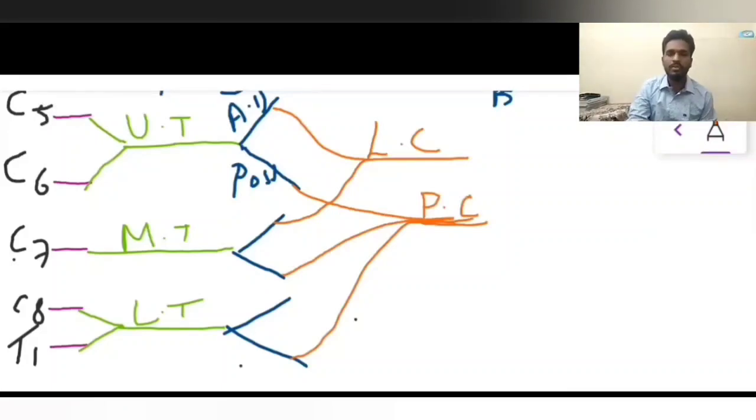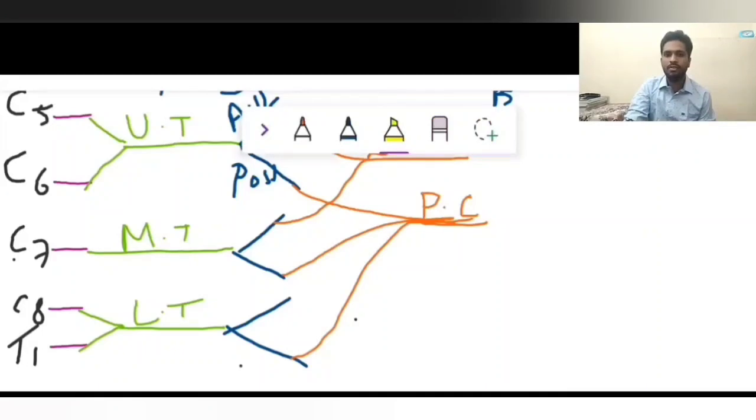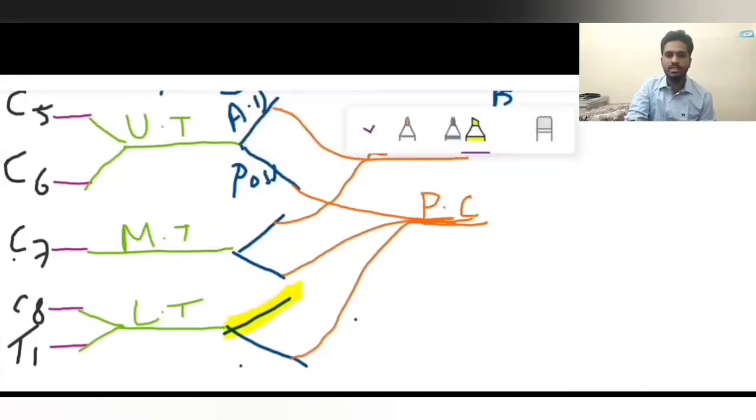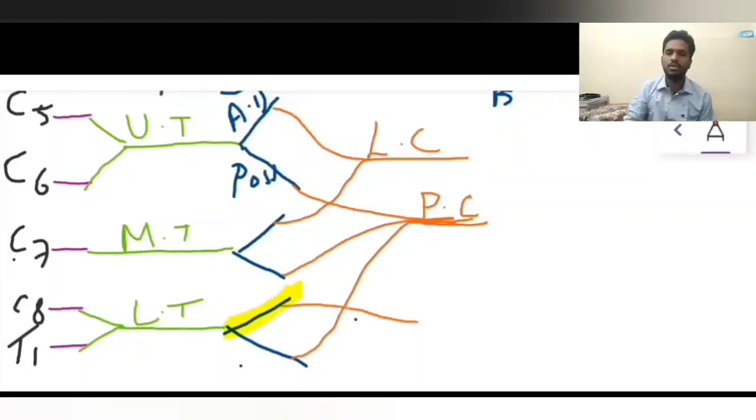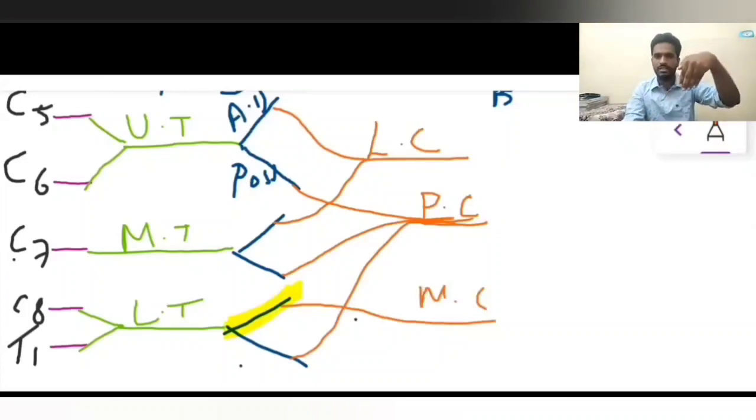And then what is remaining with us? It is the anterior division of the lower trunk. This will continue and form a medial cord. Actually it is not like this, it is like this, three cords: the lateral cord, the posterior cord, and the medial cord.